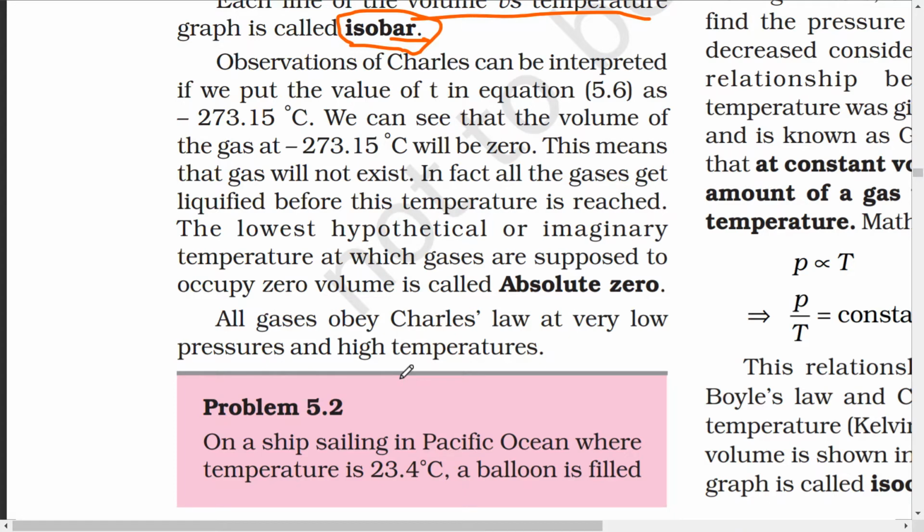Observation of Charles law can be interpreted if we put the value of T in equation 5.6 as minus 273.15 degrees Celsius. We can see that the volume of gas at minus 273 degrees Celsius will be zero. This means that gas will not exist. In fact, all the gases get liquefied before this temperature is reached. The lowest hypothetical or imaginary temperature at which gases are supposed to occupy zero volume is called absolute zero, which I talked about just now. This is 0 Kelvin.